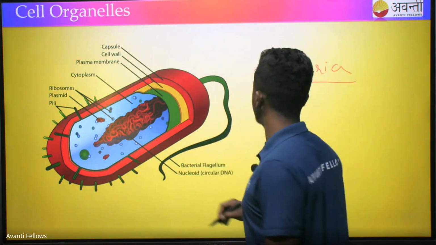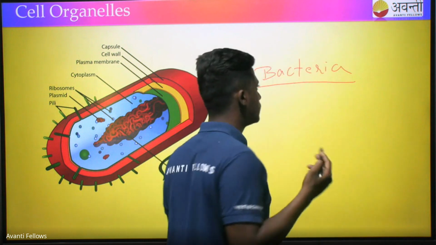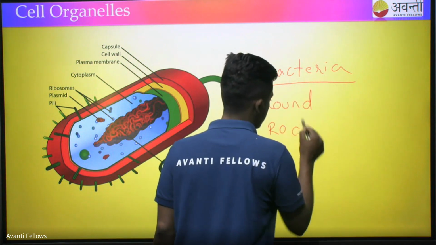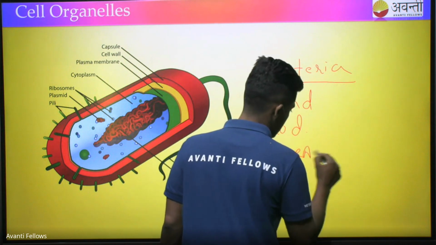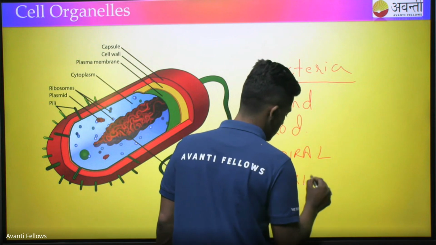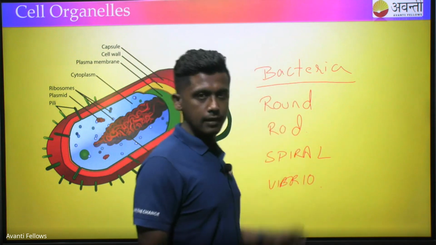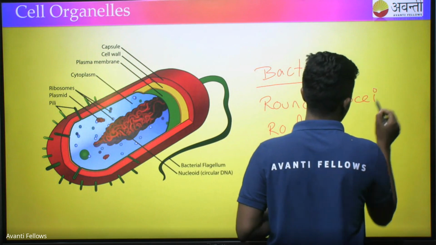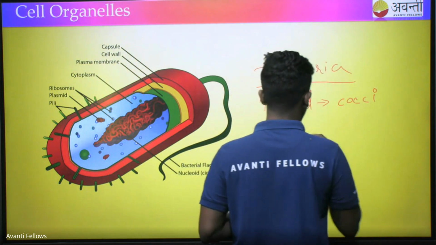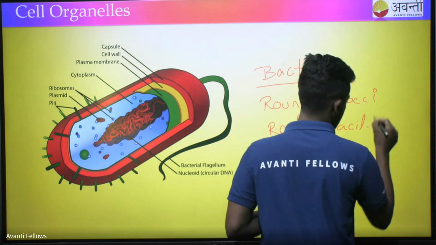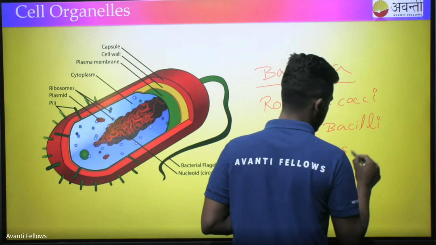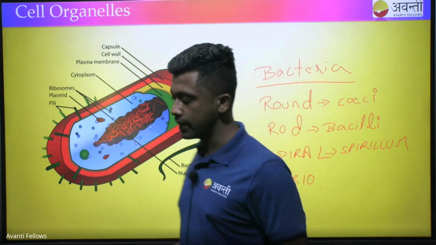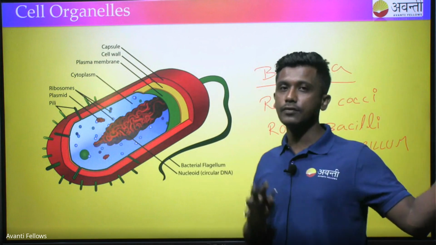So the bacteria are basically classified based on the shape they take. A prokaryotic cell comes in these types of shapes. One is round, the other one is rod shaped, the next one is spiral shaped, and then we have Vibrio. So based on the shape of the cell, we have classified the bacterial cells into round shaped cocci, rod shaped bacilli, spiral shaped spirillum, and then Vibrio shape. Now the thing is, based on the shape, we are able to classify that these are the different types of bacteria.